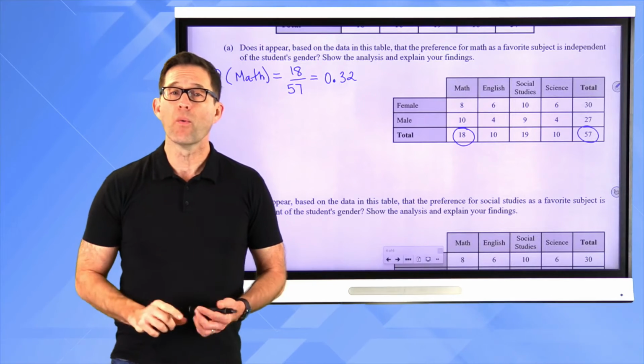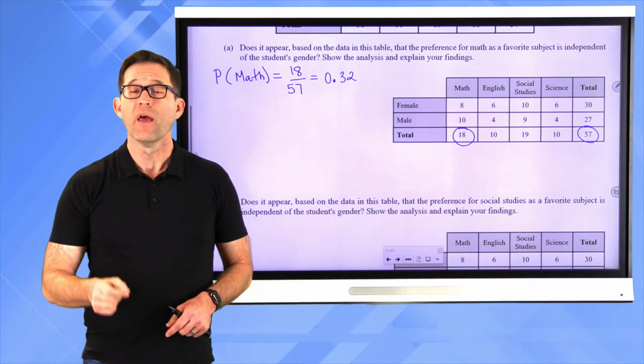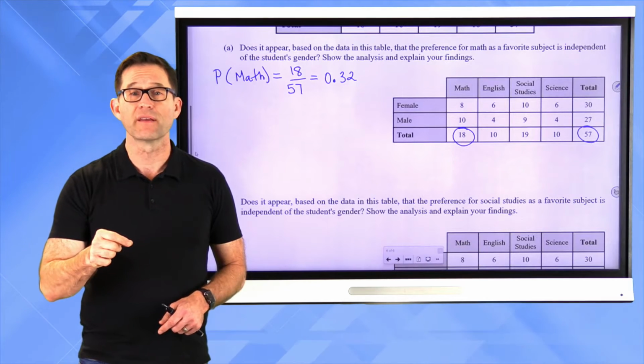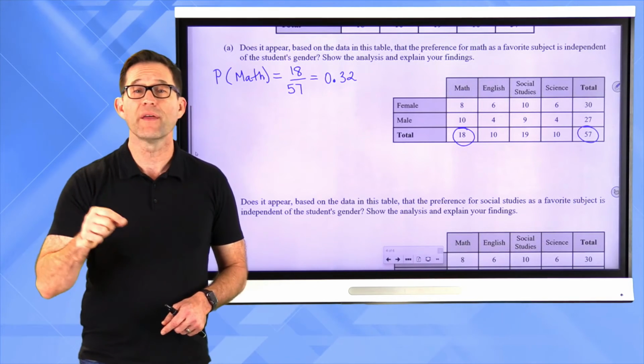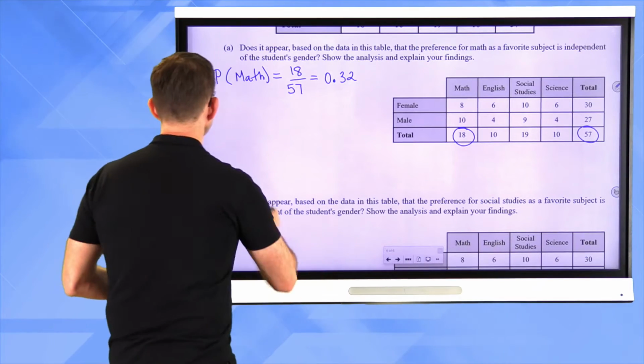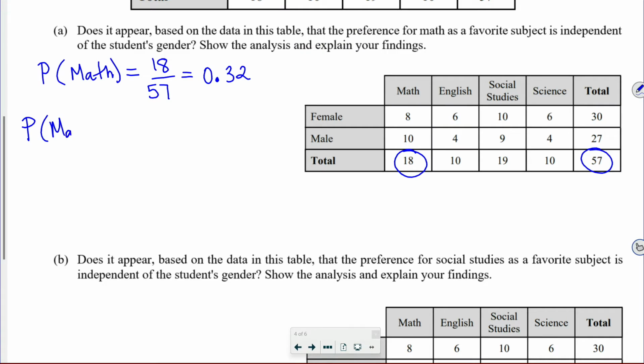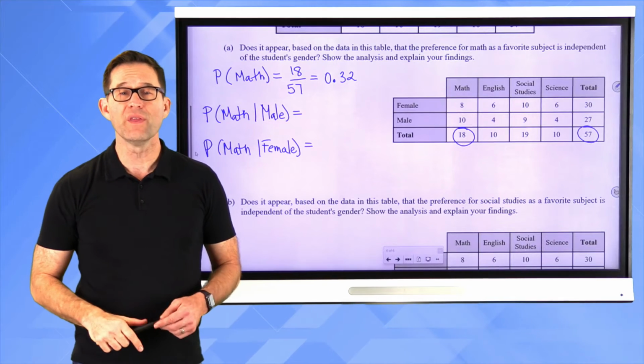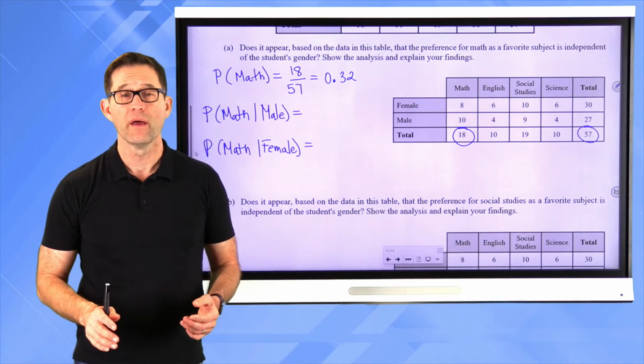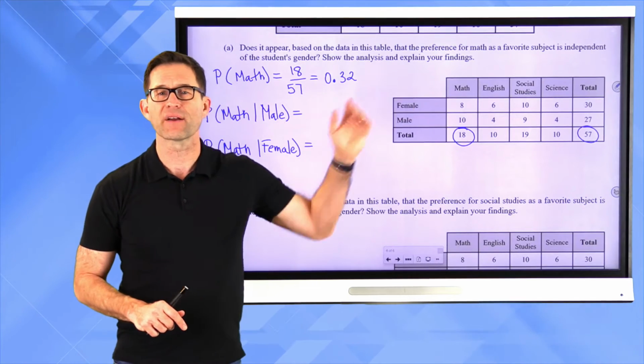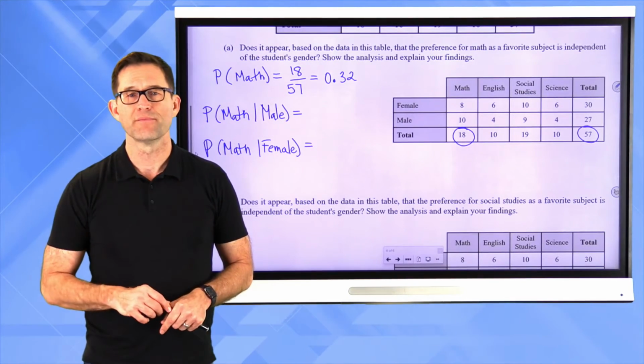Okay, so now what we're going to do is look at the probability that a person liked math as their favorite subject given that they're male, and also given that they're female. All right, so let's take a look at the probability of math given male and the probability of math given female. Now what I'd like you to do is pause the video right now and see if you can do these two empirical probabilities on your own, and also then think about what the answer to the actual question would be, and then we'll discuss it. Pause the video now.